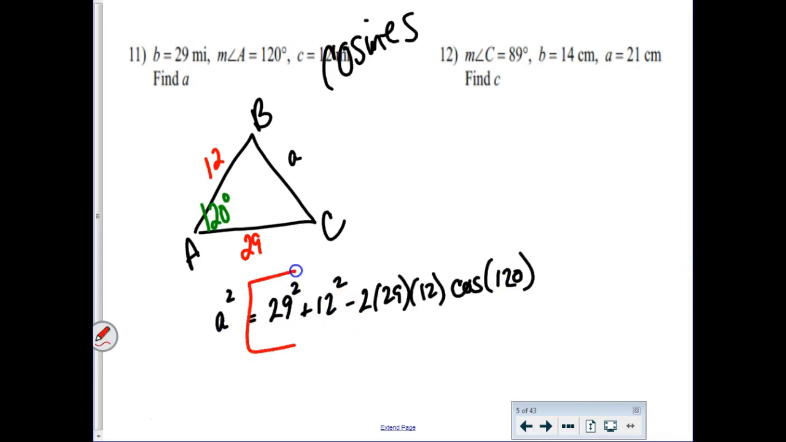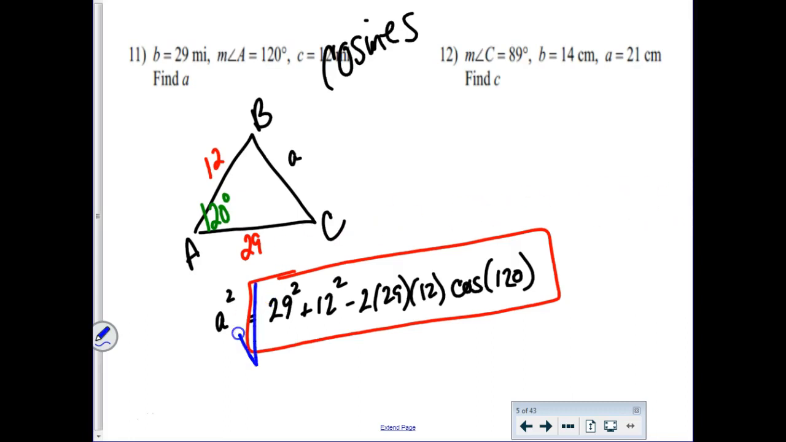Sometimes kids just type this in their calculator and get a gigantic answer, and they don't think twice about that, and that's really sad. So think twice about it. What else do we need to do? We still need to square root that. So please do that.